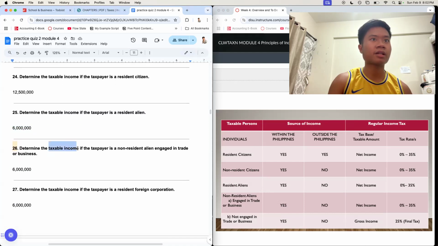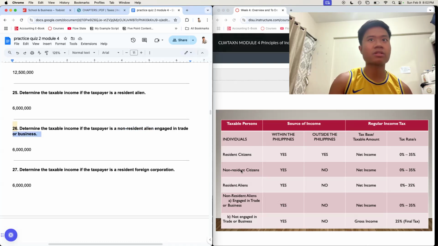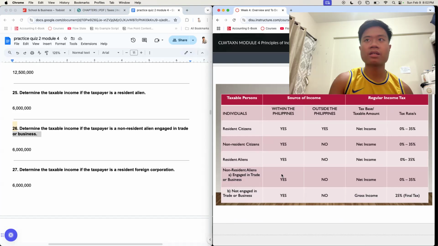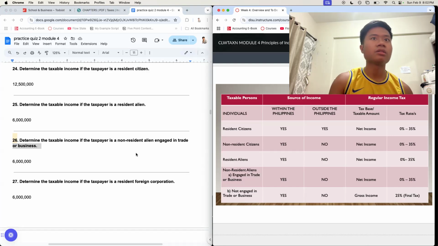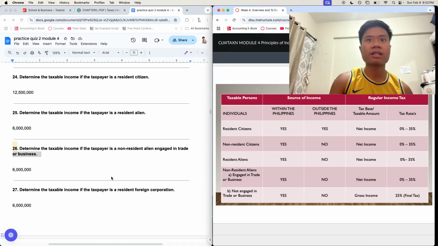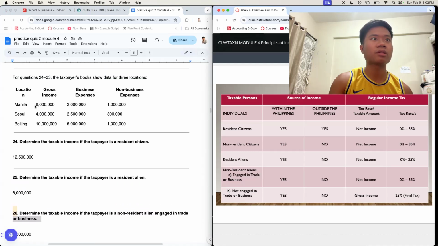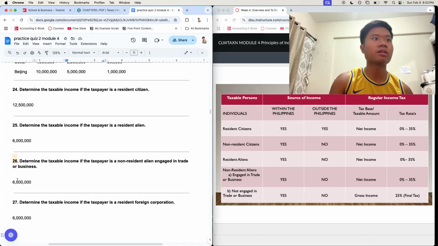Next is the taxable income for a non-resident alien engaged in trade or business. Once again, we just have to consult the table. So we look for this row. Within the Philippines, yes. Outside the Philippines, no. Net income, 0 to 35%. So we just have to find the net income of within the Philippines. So 8 million minus 2 million is 6 million.